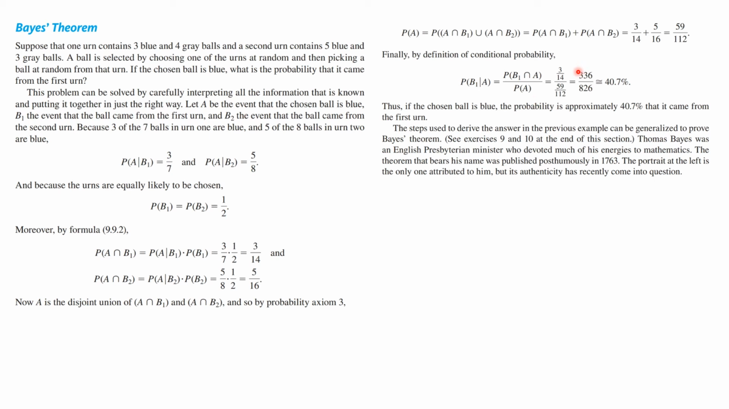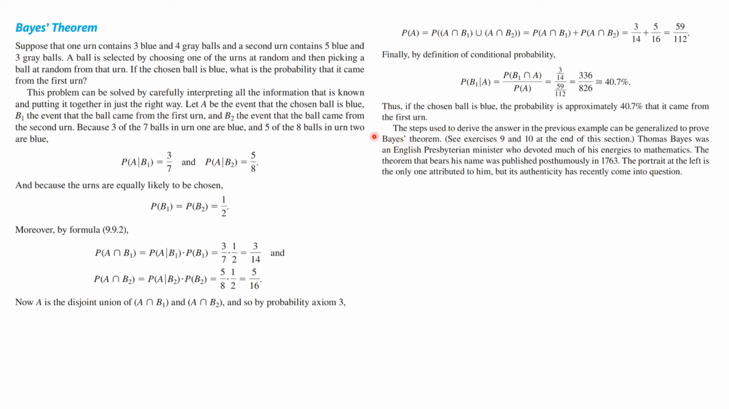Therefore, the probability of B1 given A is this, by the definition of conditional probability. That is 3 over 14 divided by 59 over 112. And if I use a calculator, this is approximately 40.7%. Thus, if a chosen ball is blue, the probability is approximately 40.7% that it came from the first urn.